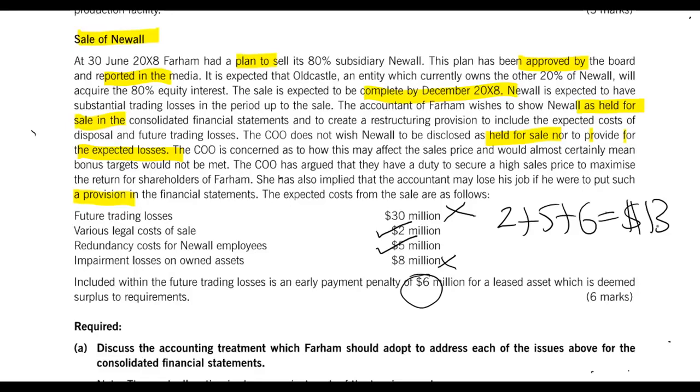There is this constructive obligation because, after all, it has been reported in the media. There's 11 marks knocking around here for the accounting treatment, for discussing provisions, for discussing impairment, for held for sale. Now we need to filter in the ethical angle. Let's have a look at part B.